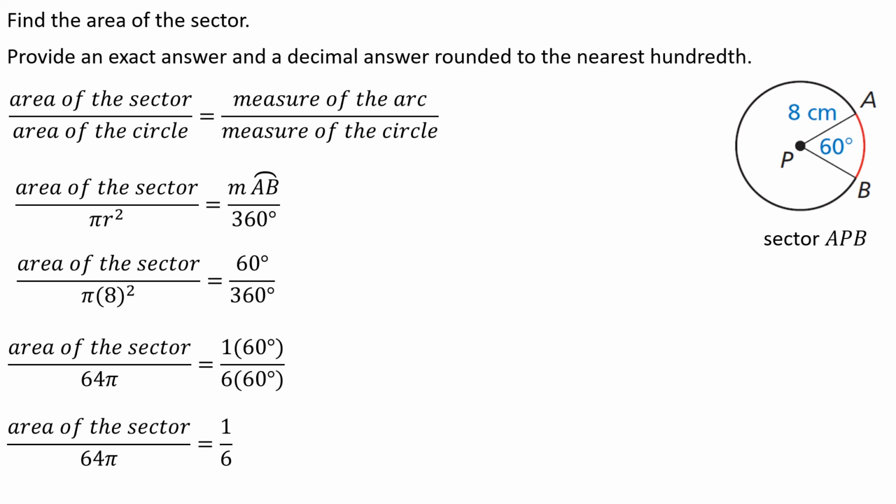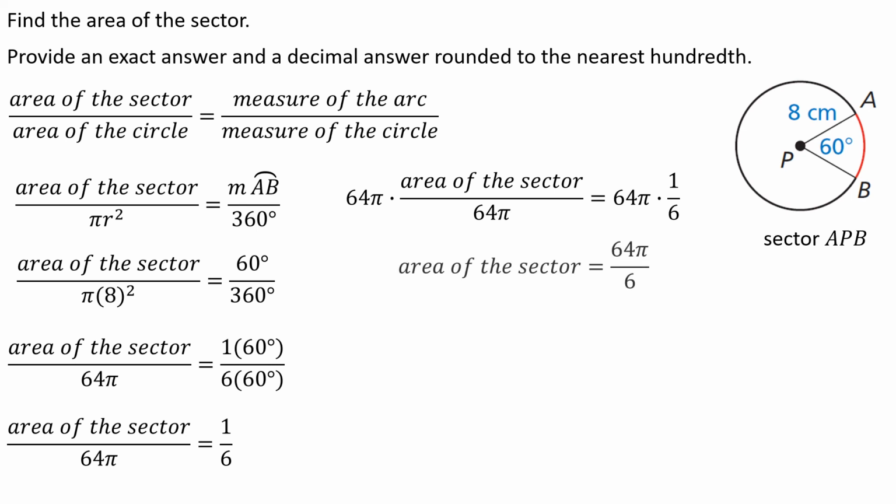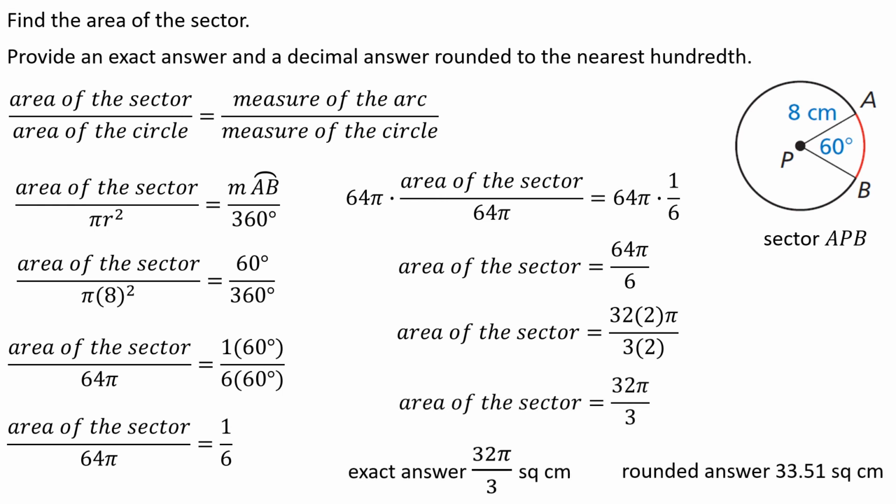And so for the area of the sector, if we just multiply each side by 64 pi, we get 64 pi over 6, which is an exact value, although it will simplify just a wee bit. 32 pi over 3 is my exact answer, and that would be in square centimeters. Centimeters would be linear, square centimeters for the area. And then if I grabbed a calculator and punched some buttons, it comes out to be about 33.51 square centimeters.